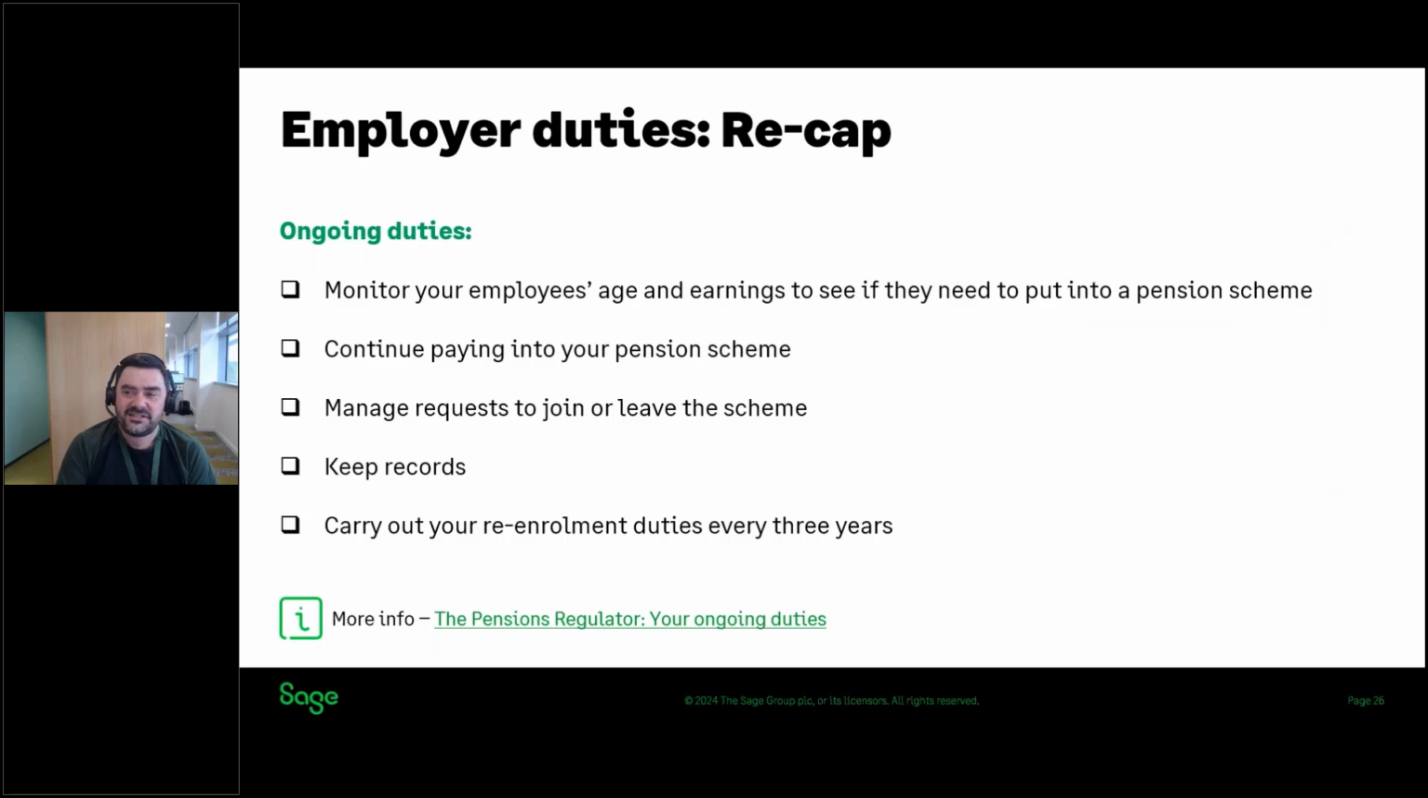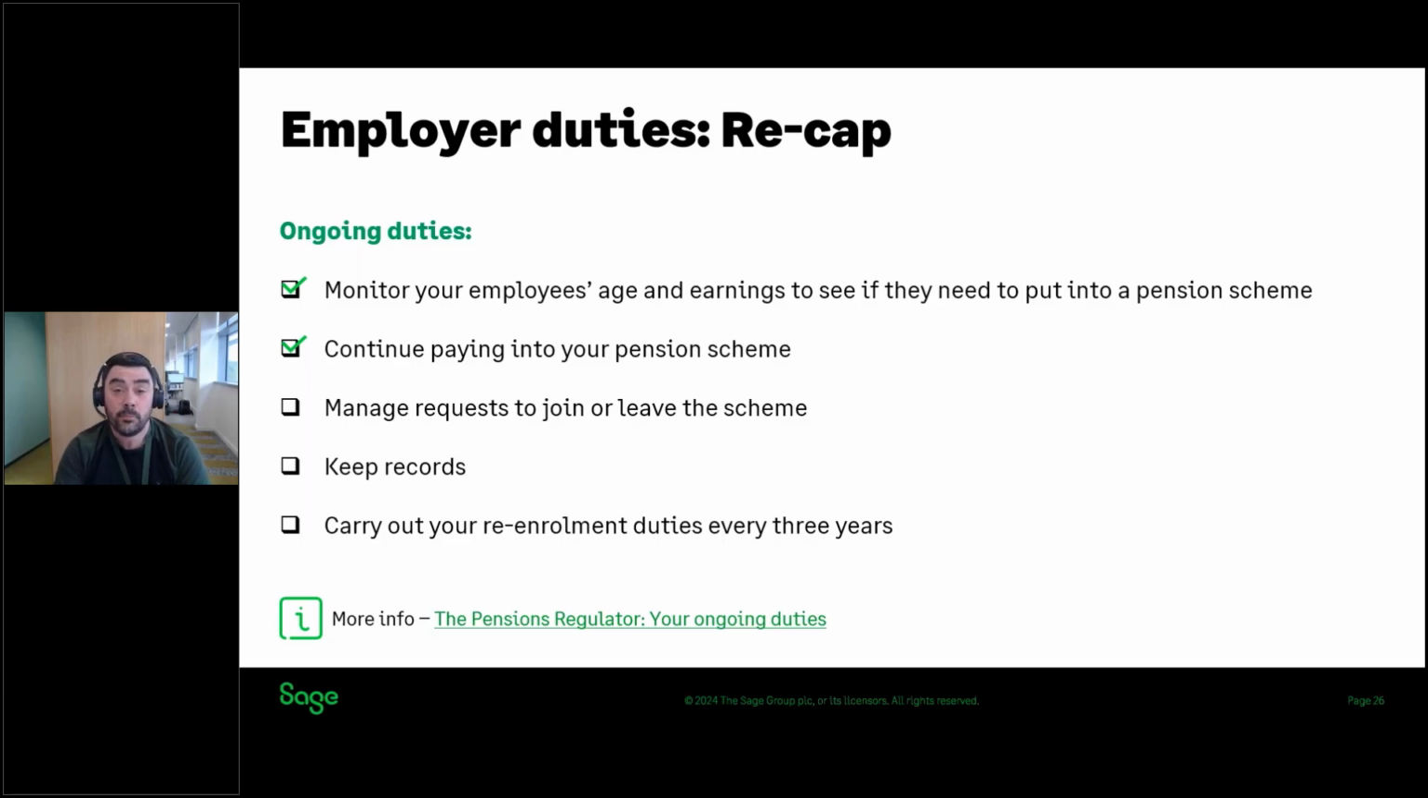So just finishing things off with a recap of those employer duties that I mentioned at the start of the webinar. So ongoing duties include monitoring your employees' age and earnings, which you would do each pay run by running a pension assessment. If you're running that option, you're not going to forget to enroll someone that meets the criteria. You need to continue paying into your pension scheme. So deductions will be made by your payroll.